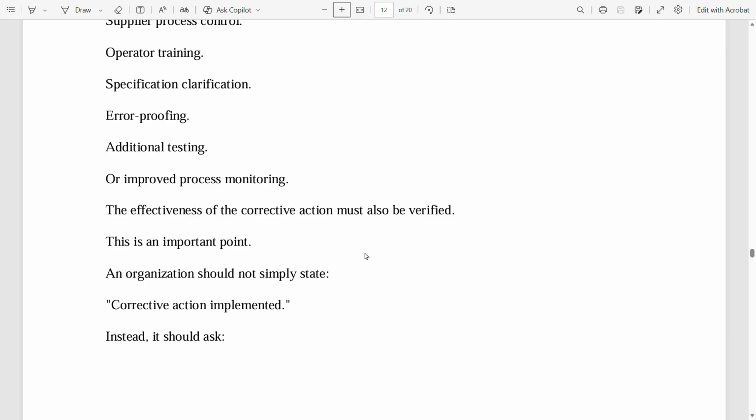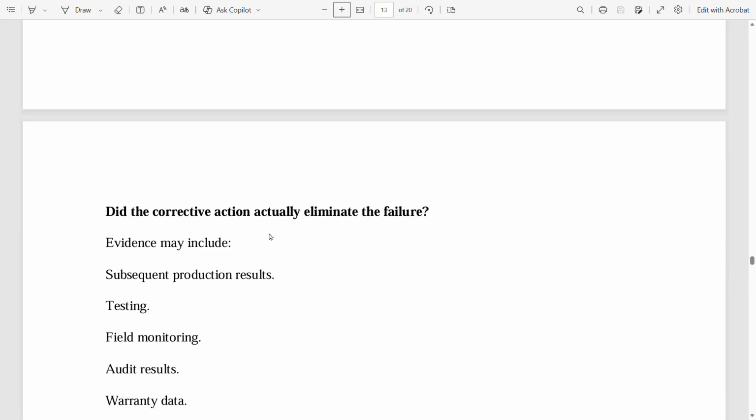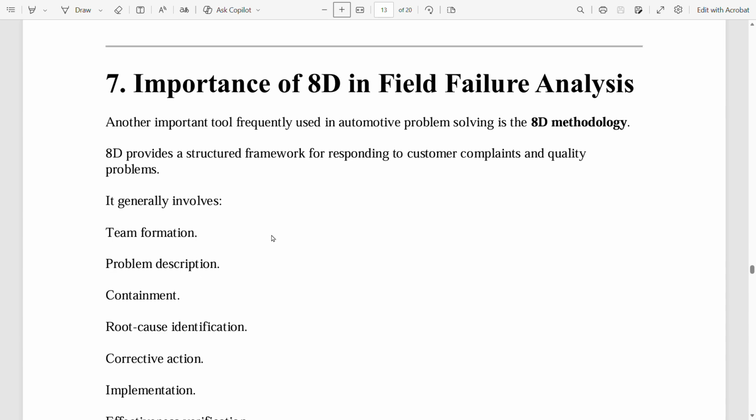This is an important point. An organization should not simply state corrective action implemented. Instead, it should ask, did the corrective action actually eliminate the failure? Evidence may include subsequent production results, testing, field monitoring, audit results, warranty data, process capability, or a defined period without recurrence. Now, next is the importance of 8D in field failure analysis.